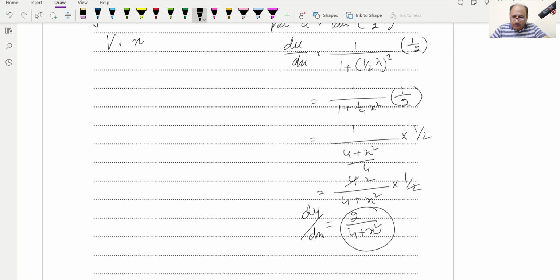Now what we can do after finding this, we can now integrate. Integral of u dv is equal to what? uv minus integral v du.